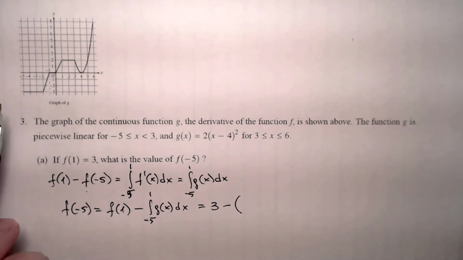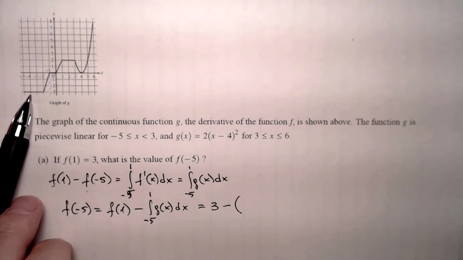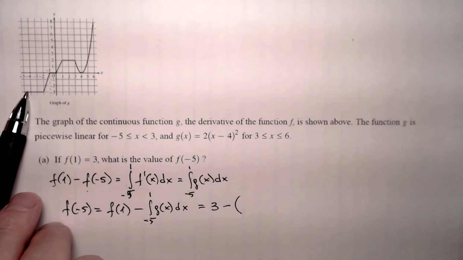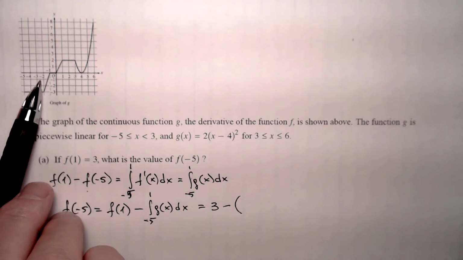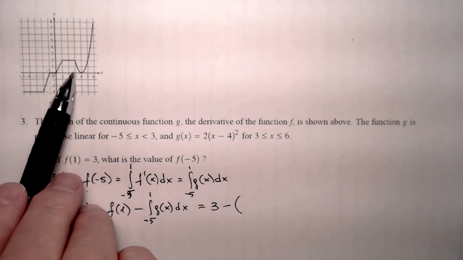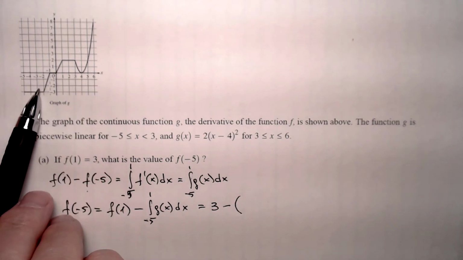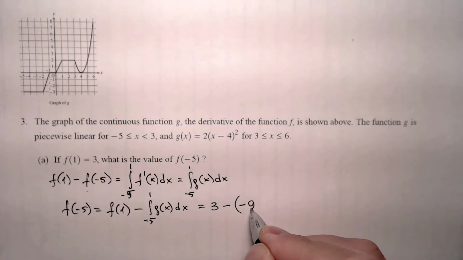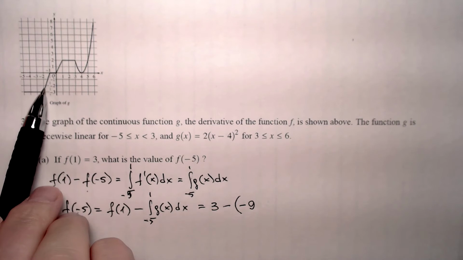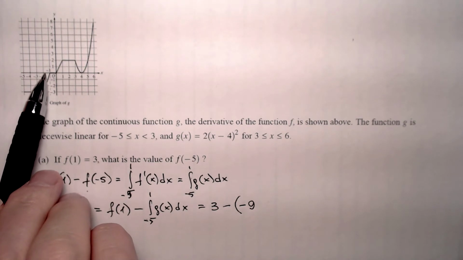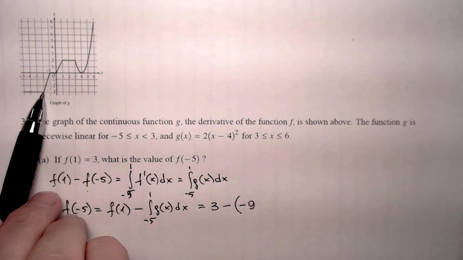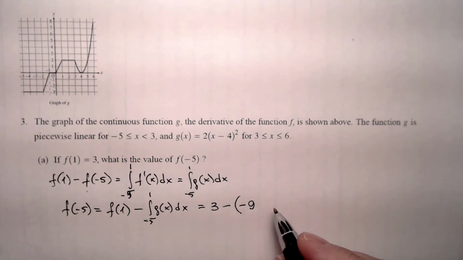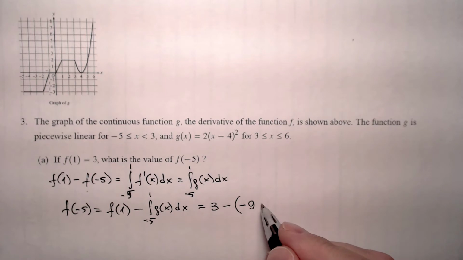And so we can look at this chart here. It's the area under the curve. So the area here is a square, 3 by 3, and it's below the x-axis, which means this is negative 9. 3 times 3, negative 9. Then another area here is a triangle with a base 1 and height 3. So this is 1/2 times 1 times 3, negative 3/2.